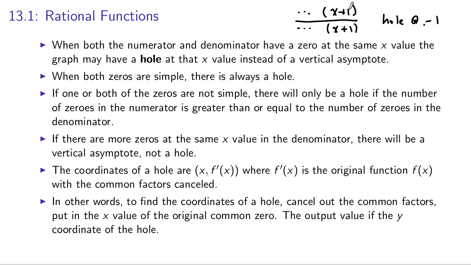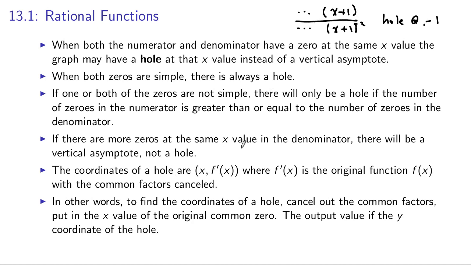So here, if this were x plus 1 squared over x plus 1, then we still have a hole, okay, at this x value. If it's x to the 10th, we still have a hole. If it's x to the 10th over x to the 9th, we still have a hole. 10 is bigger than 9. If it's x to the 10th over x to the 10th, we still have a hole because they're the same. But if we have x plus 1 over x plus 1 squared, we don't have a hole. We have a vertical asymptote.